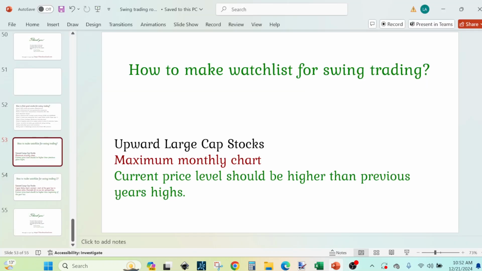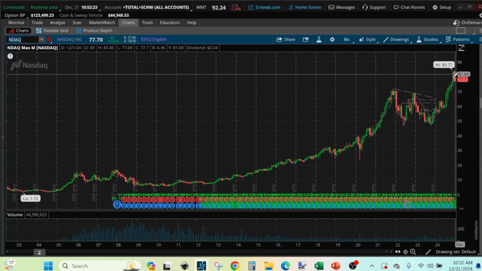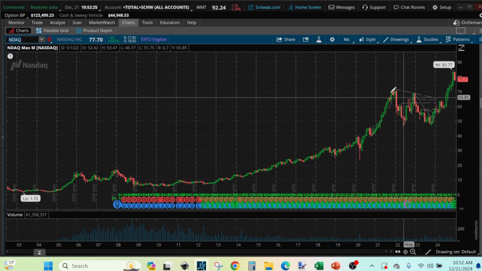Hello, how to make a watch list of stocks for swing trading. We are going to use the maximum monthly chart to analyze upward large cap stocks and just make sure that the price currently is above any previous year highs.